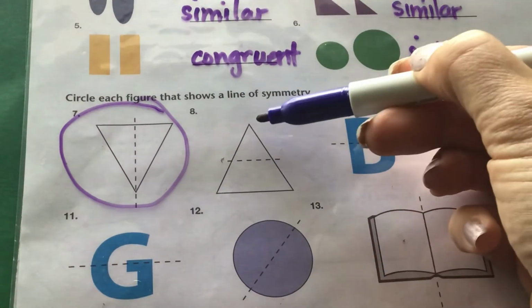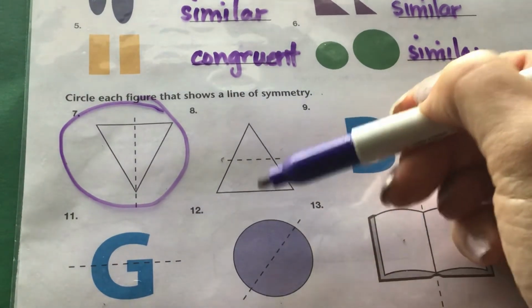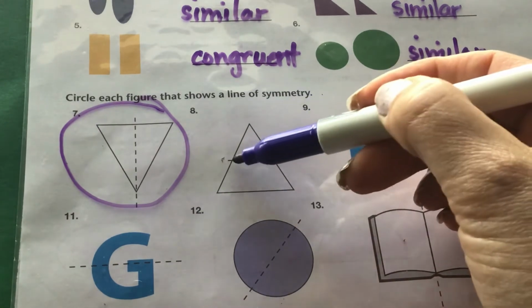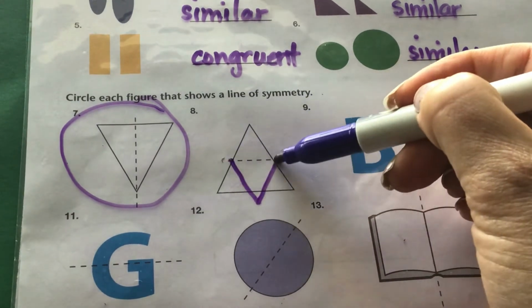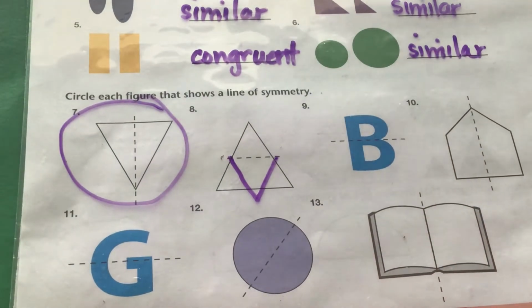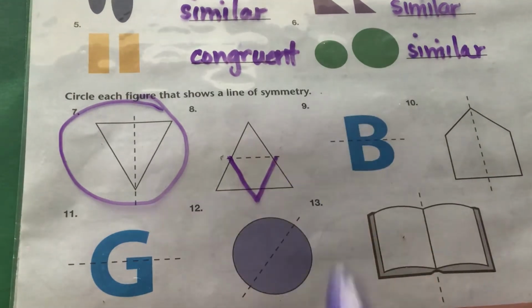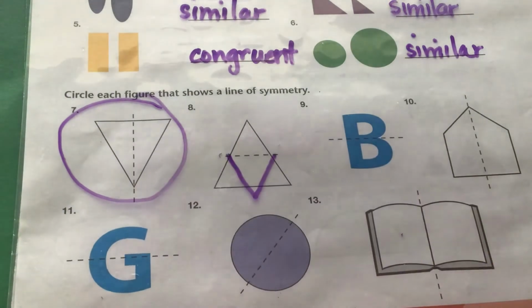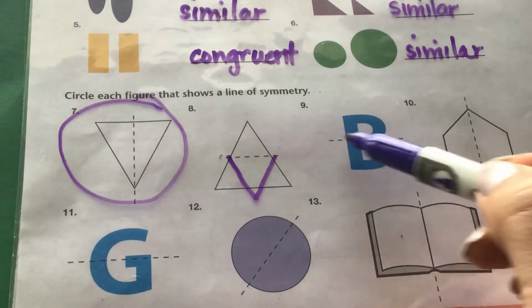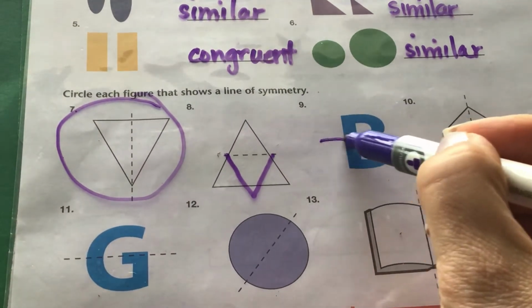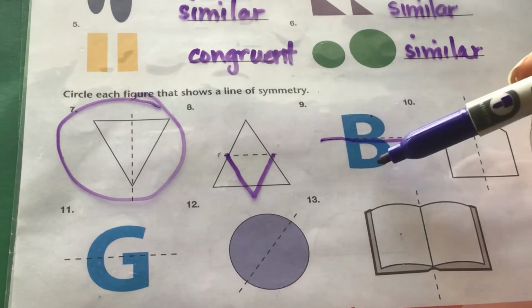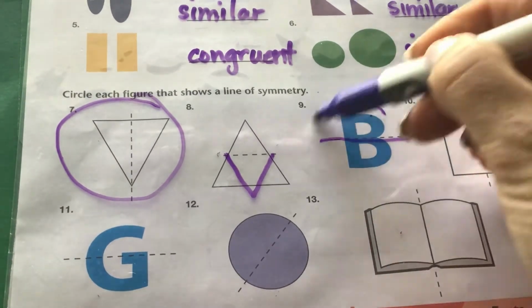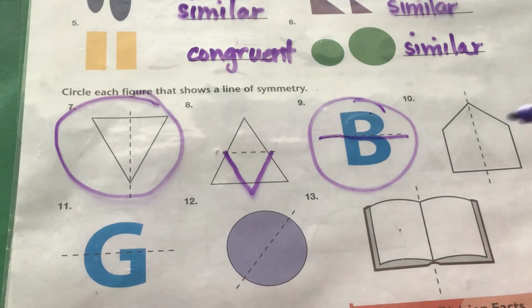For number 8, if I folded the top down along this line, the point would come here. Would those match up? No. So for number 8, it does not. That dotted line is not the line of symmetry. What about number 9? If we folded the letter B here, would the top fit right down? Yeah, it would.